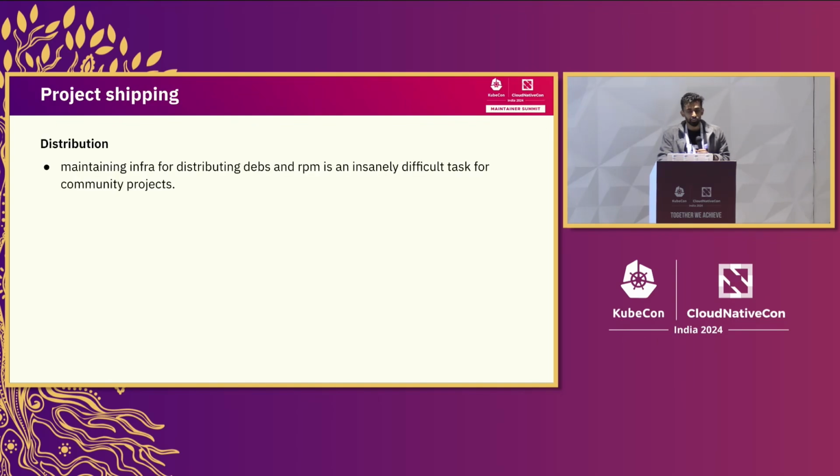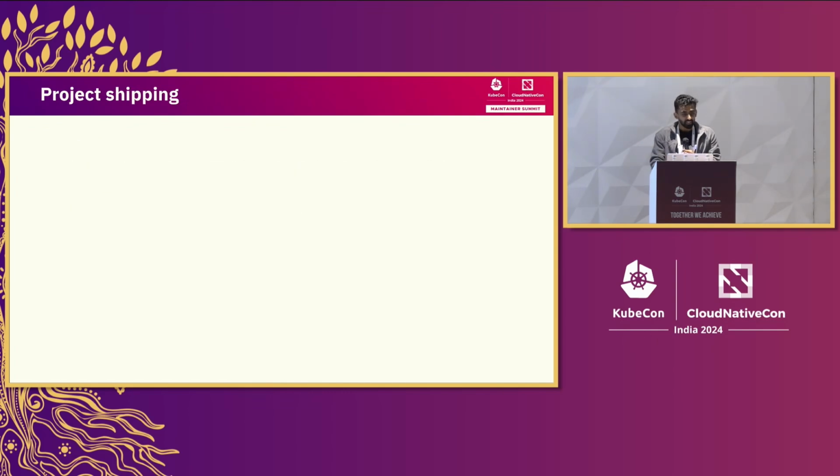Now from the distribution side, maintaining the infra for distribution, if you package it as Debian debs and RPMs, is again a difficult task. I think community projects like Kubernetes might be facing this now. And so for us, everything is in the policy of keep it simple. So distribution is via GitHub, just do the GitHub release artifacts and that's it, done.